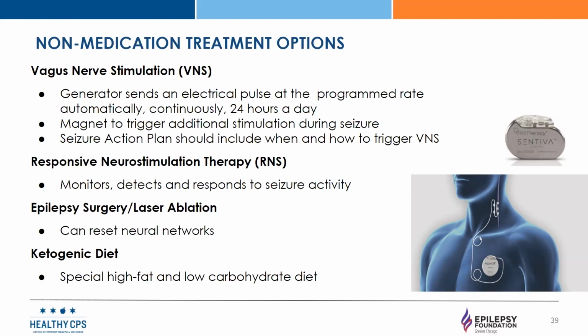But I wanted to also mention below that laser ablation and epilepsy surgery is now really a great option. It can definitely help to reset some of the neural networks and to rewire the brain to stop producing those seizures. So that is another available option to a lot of our families.